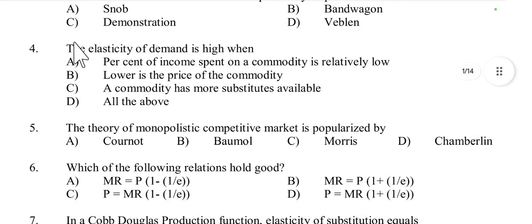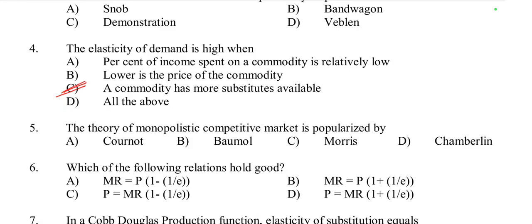Then question number 4, the elasticity of demand is high when... Percent of income spent on the commodity is relatively low? No, when income spent on a commodity is relatively low, then elasticity of demand is low. Then lower is the price of the commodity? No. A commodity has more substitutes available? Yes, the elasticity of demand is high. Elasticity of demand means the change in demand is high.